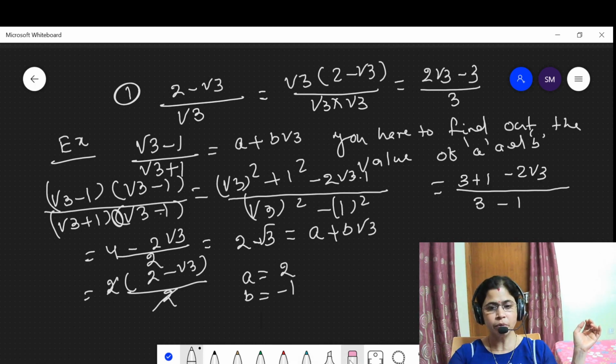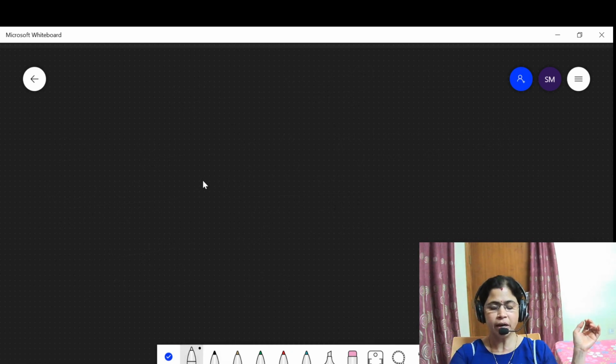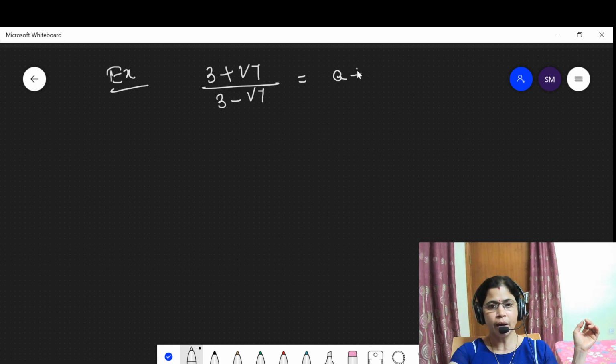Now solve another question. I have already told you that when you practice a variety of questions, the questions which will be asked in your exam paper will not be a challenge for you. Here the question says that 3 plus root 7 upon 3 minus root 7 is equal to a plus b root 7. Here also you have to find out the value of a and b.